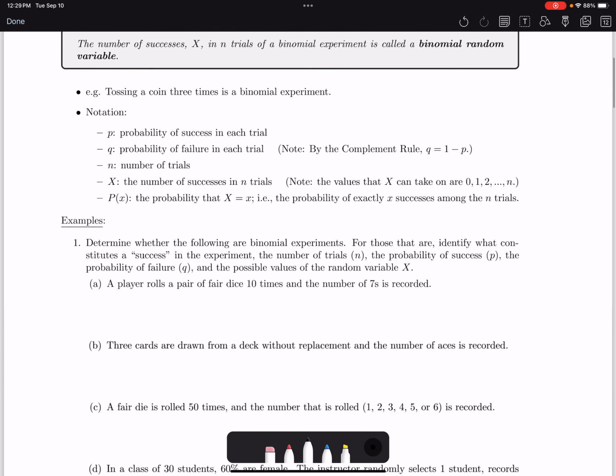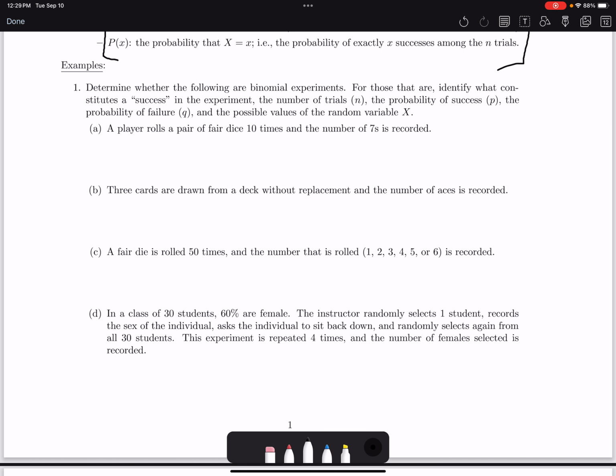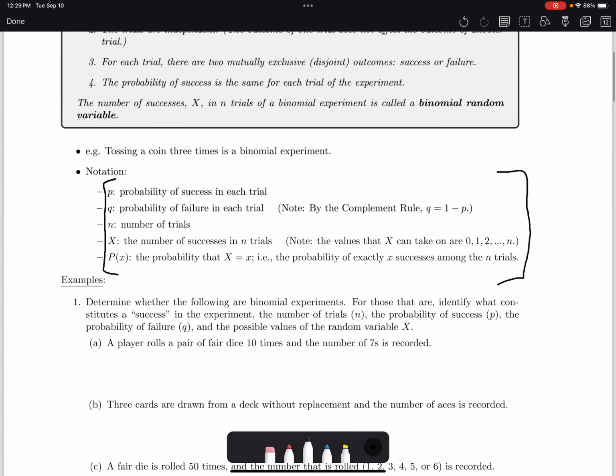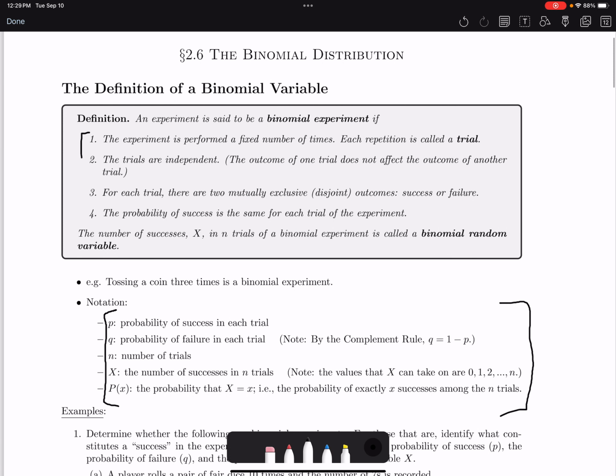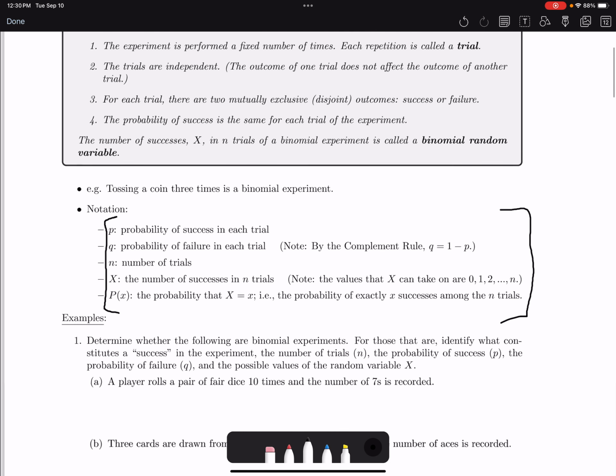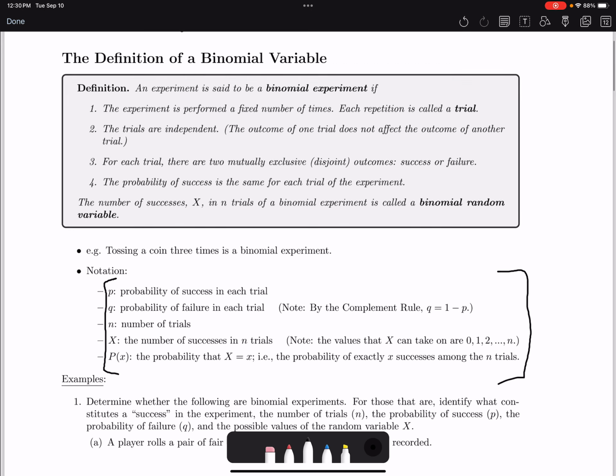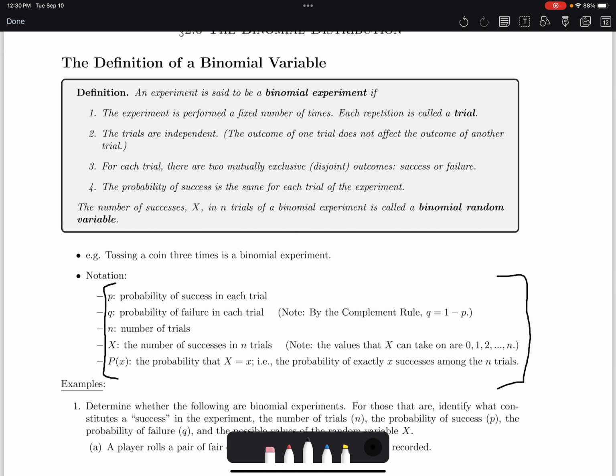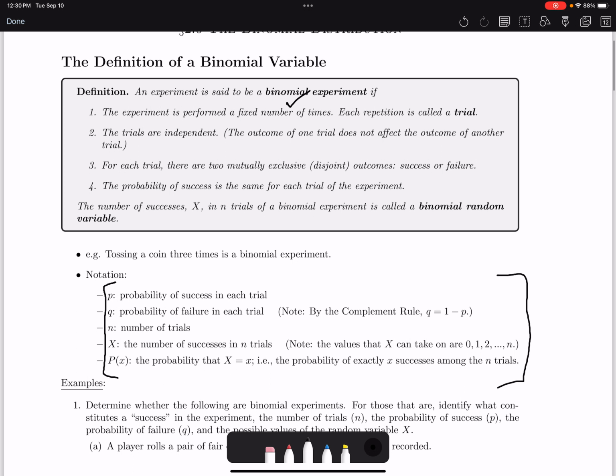So let's practice with these. Let's practice determining if we have an experiment that is binomial, and if so, then we'll practice identifying the number of trials, probability of success, etc. Part A says a player rolls a pair of fair dice 10 times, and the number of 7s is recorded. So to determine if that is binomial, we need to look through the list of these conditions here to see if all of those conditions are satisfied. We're going to roll a pair of fair dice 10 times, it says, and record the number of 7s. So yes, the experiment is performed a fixed number of times. So we're going to have 10 trials.